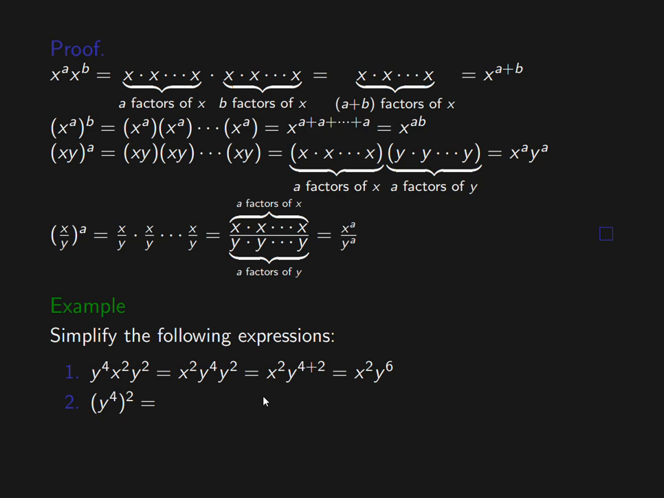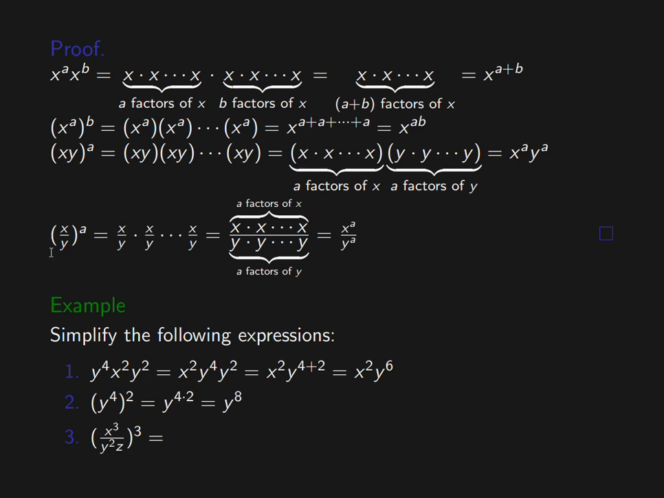Another example, (y to the power of 4) to the power of 2. Well, we can use the second rule, which says x to the power of a, to the power of b, is x to the power of ab. So this is equal to y to the power of 4 times 2, which is y to the power of 8. Third example, (x cubed divided by y squared z) to the power of 3.